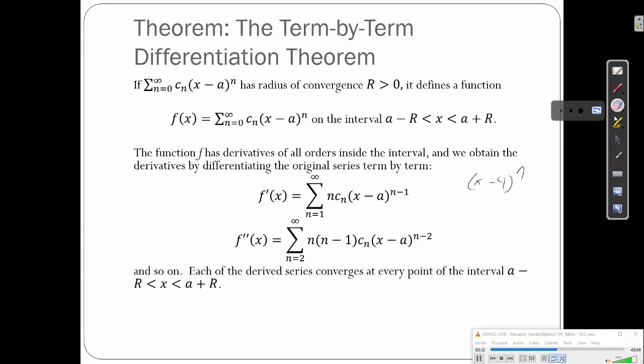And just like you can differentiate term by term, you bring down the power, n times c sub n times x minus a to the n minus 1. Second derivative, n times n minus 1 times x minus a to the n minus 2. You might ask, is there a formula for this? It's basically just n factorial. It's whatever this is, really.